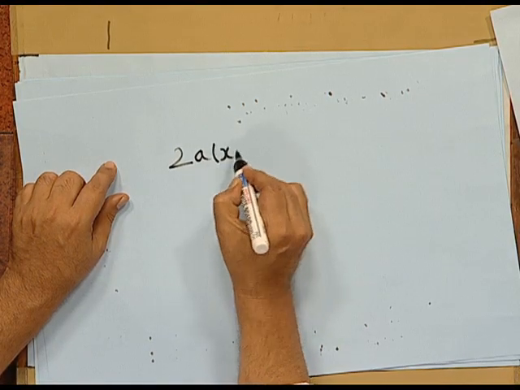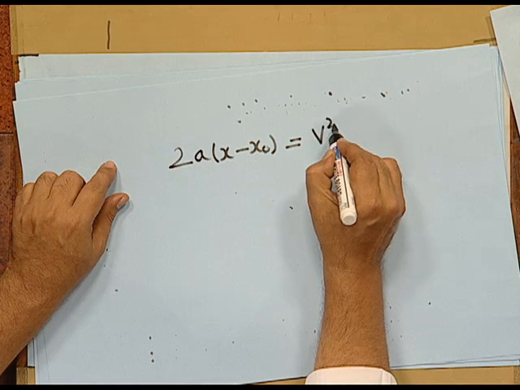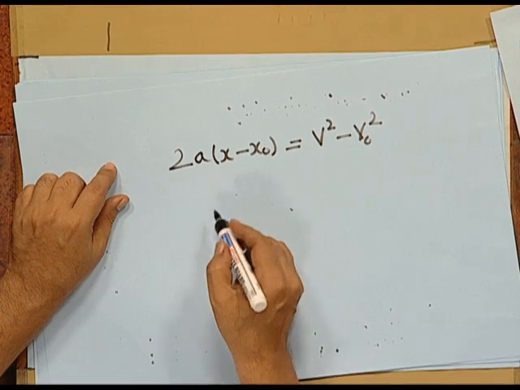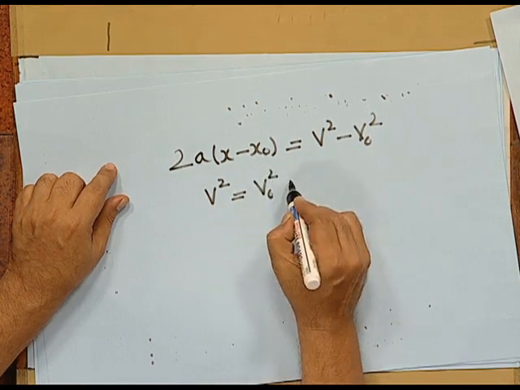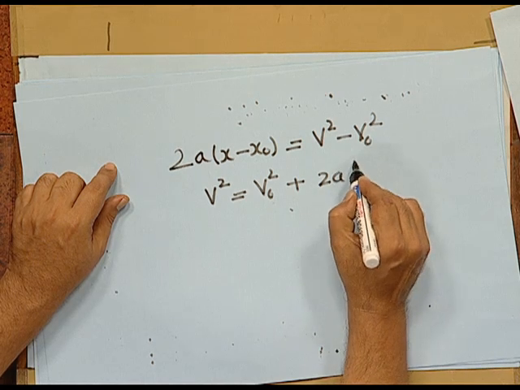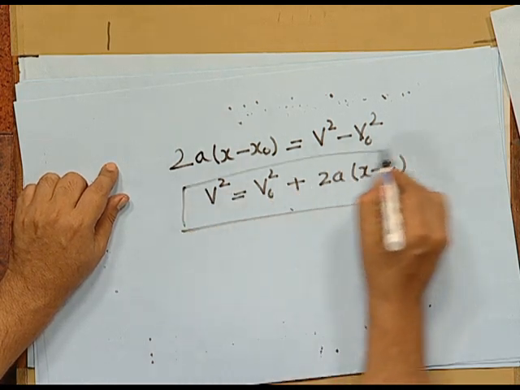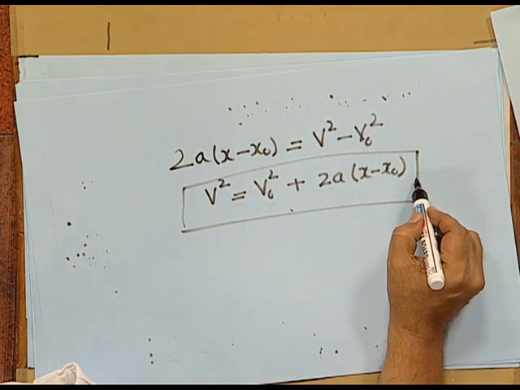It means 2a (x minus x naught) is equal to v squared minus v naught squared, or v squared is equal to v naught squared plus 2 times acceleration into change in position coordinate, x minus x naught. This result relates how the velocity at the position coordinate x can be determined if you know the initial velocity, the acceleration and the initial position coordinate.